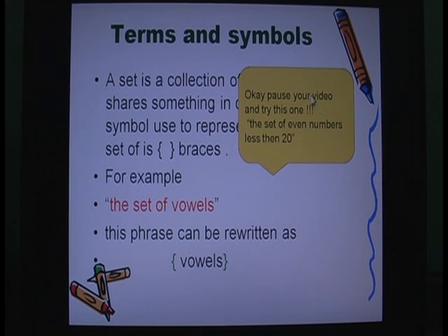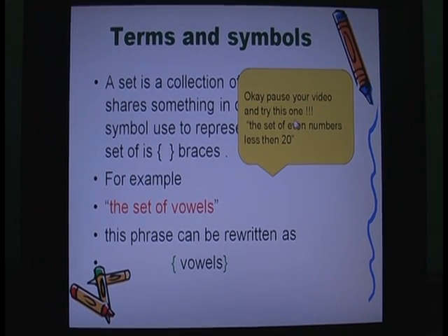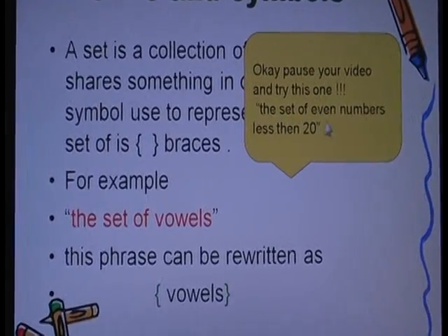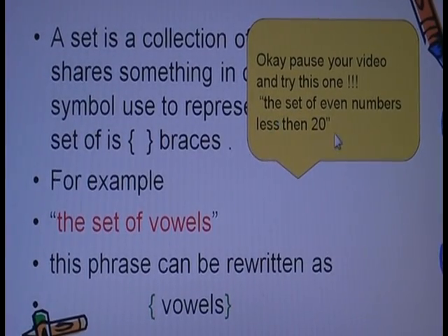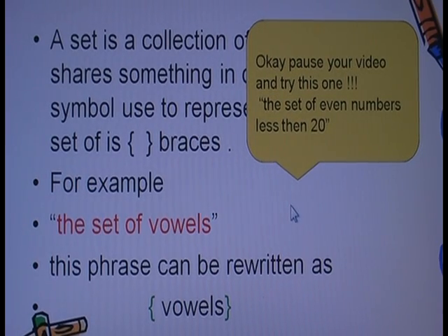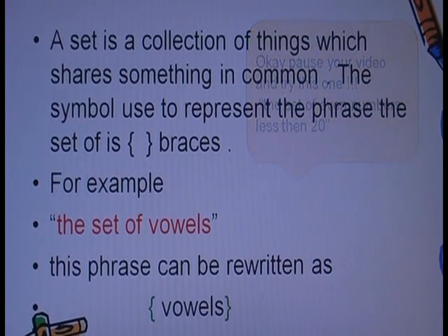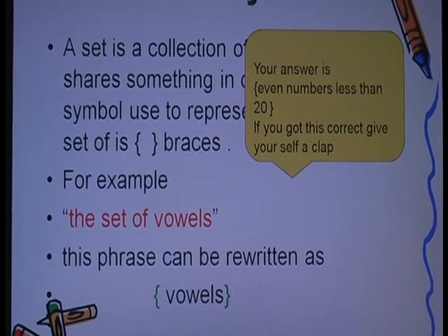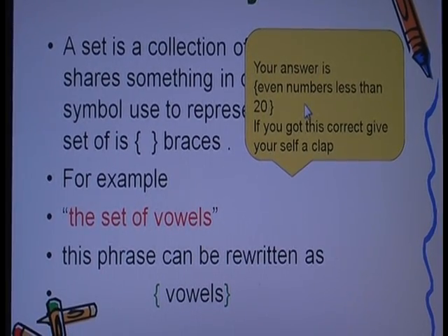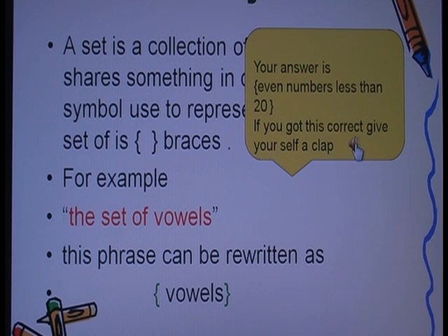Okay. Pause your video and try this one. The set of even numbers less than 20. Your answer is even numbers less than 20. If you got this correct, give yourself a clap. So therefore means you should put the braces right here, and then you write the phrase even numbers less than 20. That should be your answer. So you give yourselves a clap.